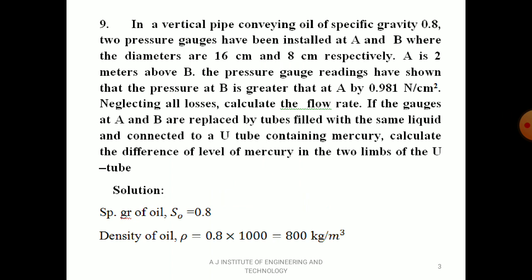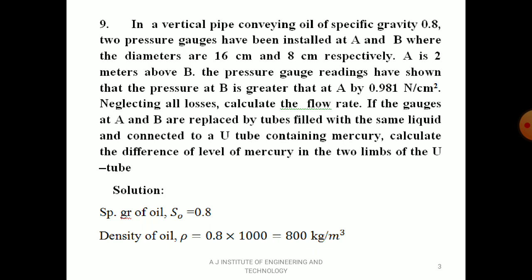So, ninth problem. In a vertical pipe conveying oil of specific gravity 0.8, two pressure gauges have been installed at A and B, where the diameters are 16 cm and 8 cm respectively. A is 2 meters above B. The pressure gauge readings have shown that the pressure at B is greater than at A by 0.981 Newton per centimeter square. Neglecting all losses, calculate the flow rate.